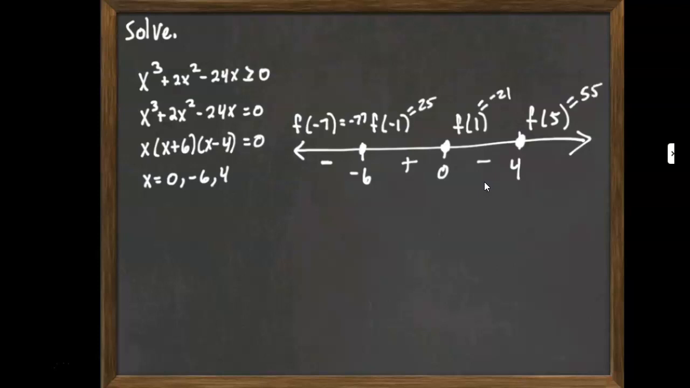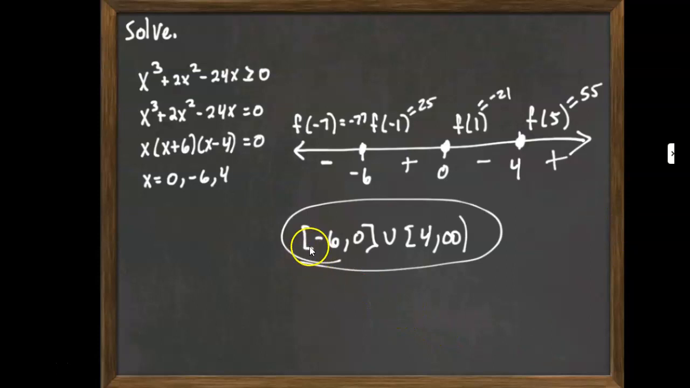And then finally we do the last one as well. Plug in 5 into that polynomial, working out, we get 55. So it's positive in that region. Once we've completed the sign for each region, we just go back now and we look at the inequality. We want the intervals where it's greater than or equal to. So in other words, where it was positive. And remember, we are including these endpoints. So -6 to 0, and from 4 onward to infinity.